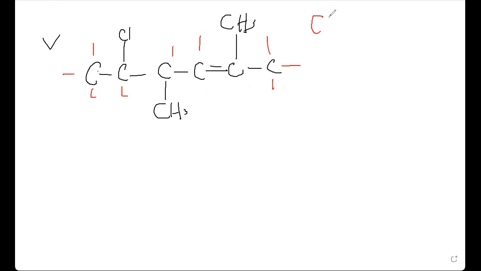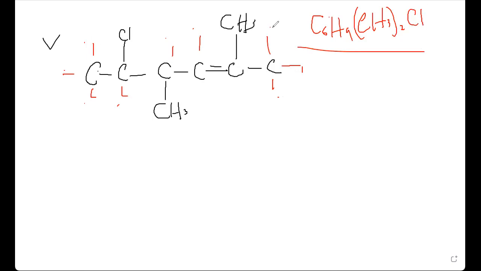So you can see this is something like the molecular formula. C1, 2, 3, 4, 5, 6, C6. You have to count the hydrogens. 1, 2, 3, 4, 5, 6, 7, 8, 9. H9, CH3, 2, Cl. This is the molecular formula. You can write Cl before CH3, that's okay. So this is the molecular formula.